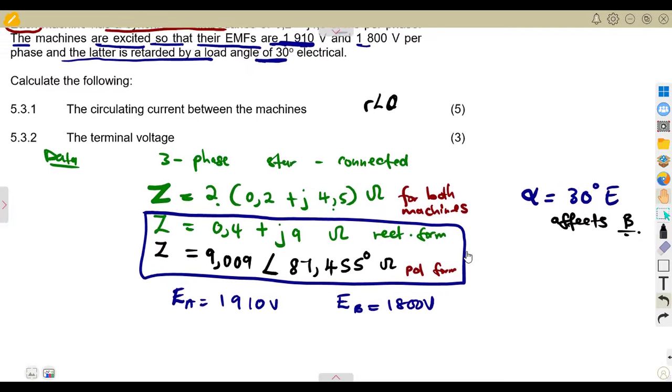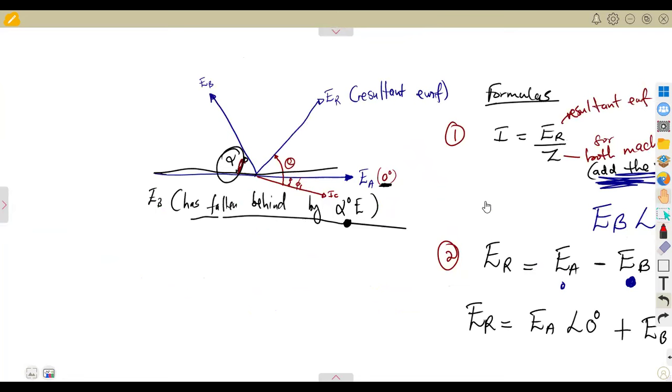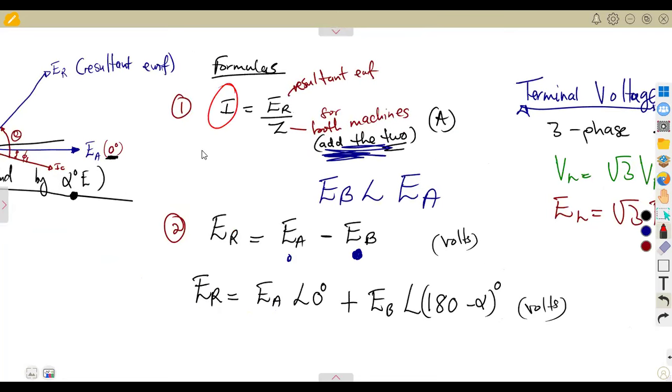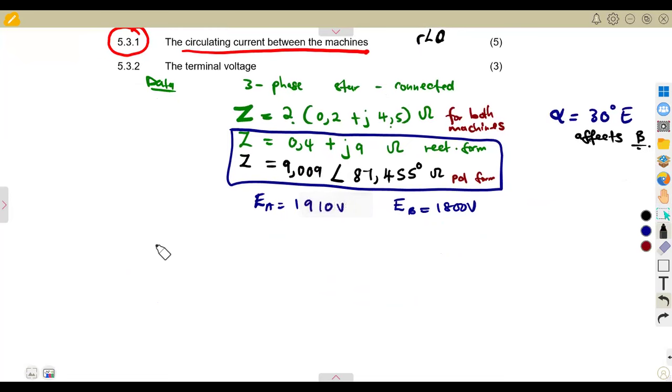So the question was, with this information that we are given here, calculate the following 5.31, the circulating current between the machines, which is our synchronizing current, resultant EMF over Z. All right, so that's our first part there, to calculate the circulating current. The circulating current being the resultant EMF over the total impedance, that is the one that you consider for both machines. ER, we do not have. We have got EA, EB. We need ER.